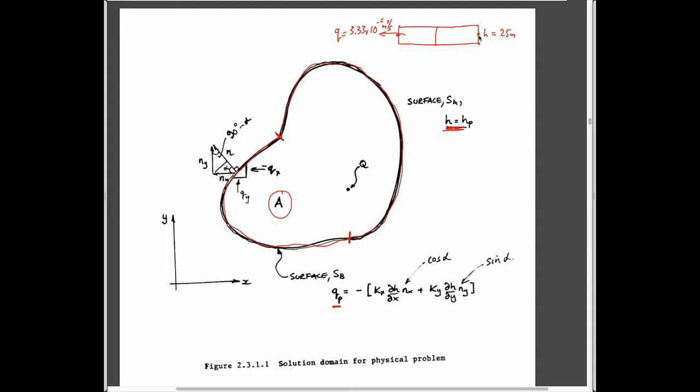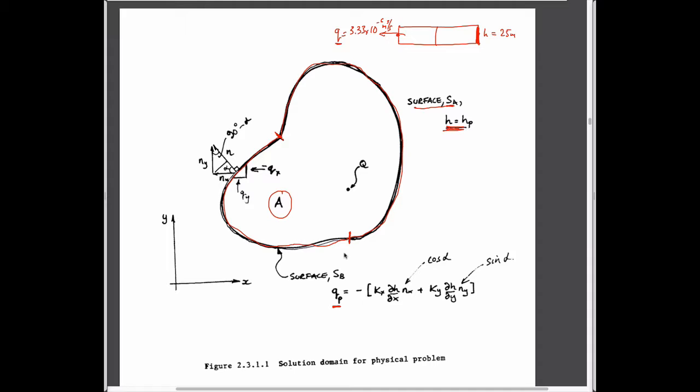And so in this case, this is a head boundary condition which is applied on this surface S sub A. And this is a flux boundary condition which is applied actually at a node, but it'd be representing this surface SP. So those are the two possible boundary conditions we can apply.